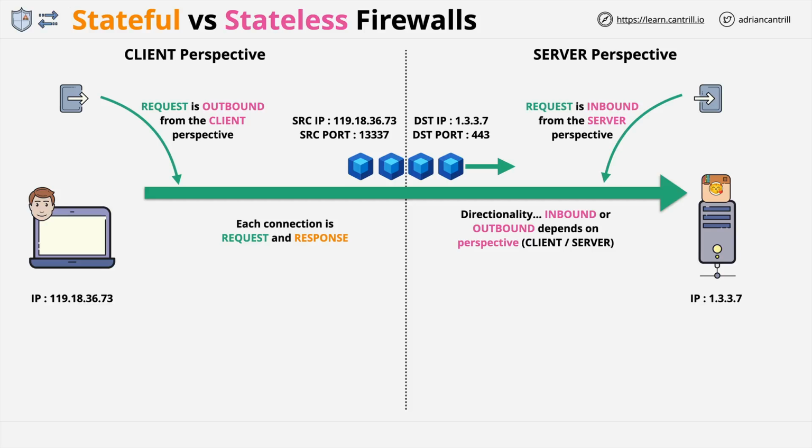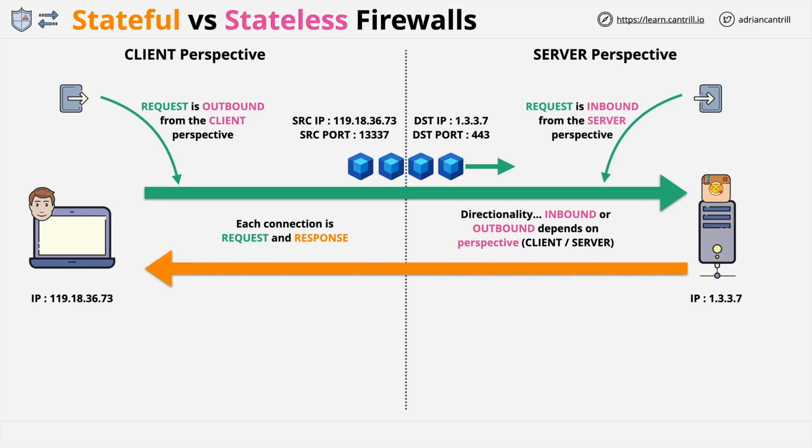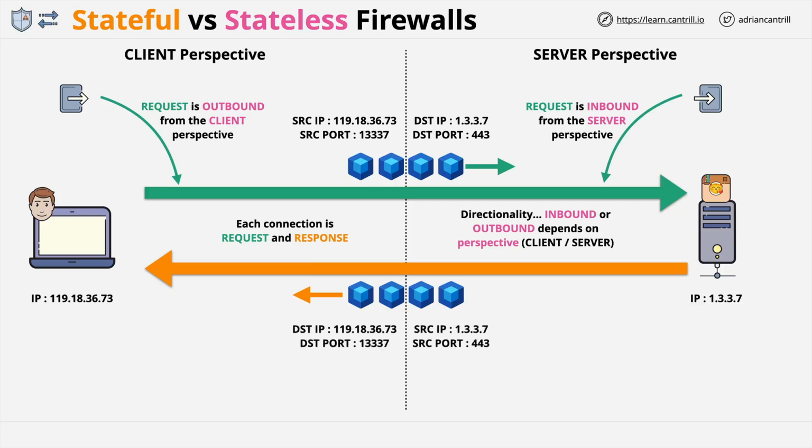But then we have the response part from the server through to the client. This will also be a collection of packets moving from right to left. This time, the source IP on those packets will be 1.3.3.7, which is the IP address of the server. The destination IP will be 119.18.36.73, which is the IP address of the client, so Bob's laptop. The source port will be TCP port 443, which is the well-known port for HTTPS, and the destination port will be the ephemeral port chosen originally by the client.